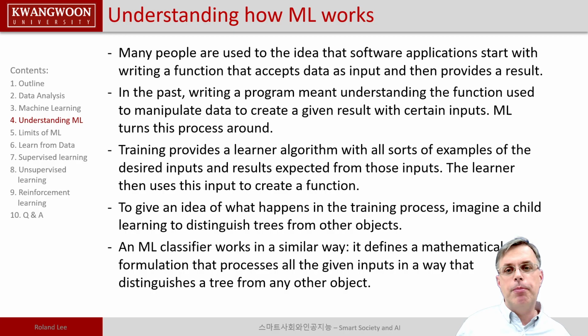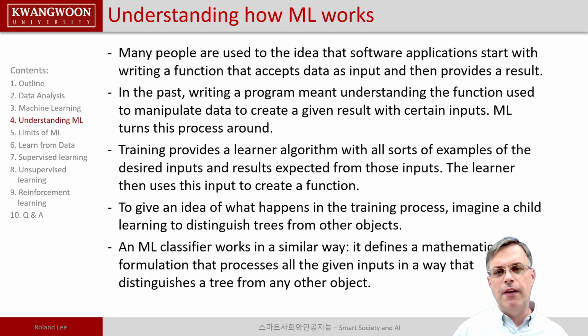In the past, writing a program meant understanding the function used to manipulate data to create a given result with certain inputs. Machine learning turns this process around. So in this case, you know that you have inputs such as 1 and 2, or 3 and 5, and the desired result is going to be 8. However, you don't know what function to apply to create the desired result.